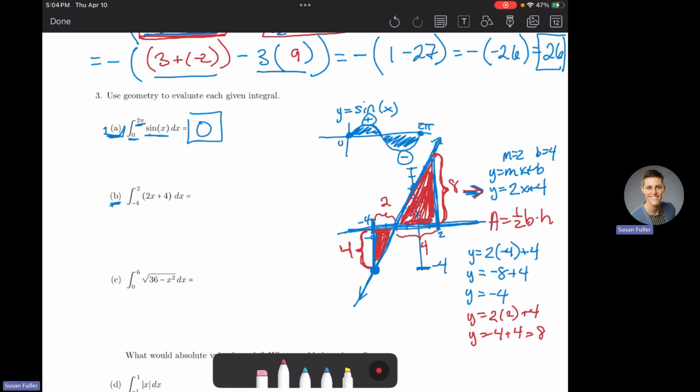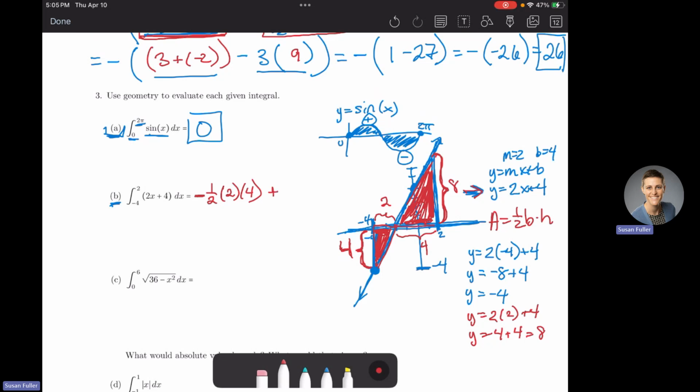Okay, and so now to calculate this area, I'm going to have this little triangle down here, which is going to have negative area. So I'm going to have -1/2 my base, which is 2, times my height, which is 4. And again, I just put my negative out front and say this is going to have negative area because it's below the x-axis. But you can also just make this 4 negative and say 1/2 times 2 times -4. It's what your brain likes.